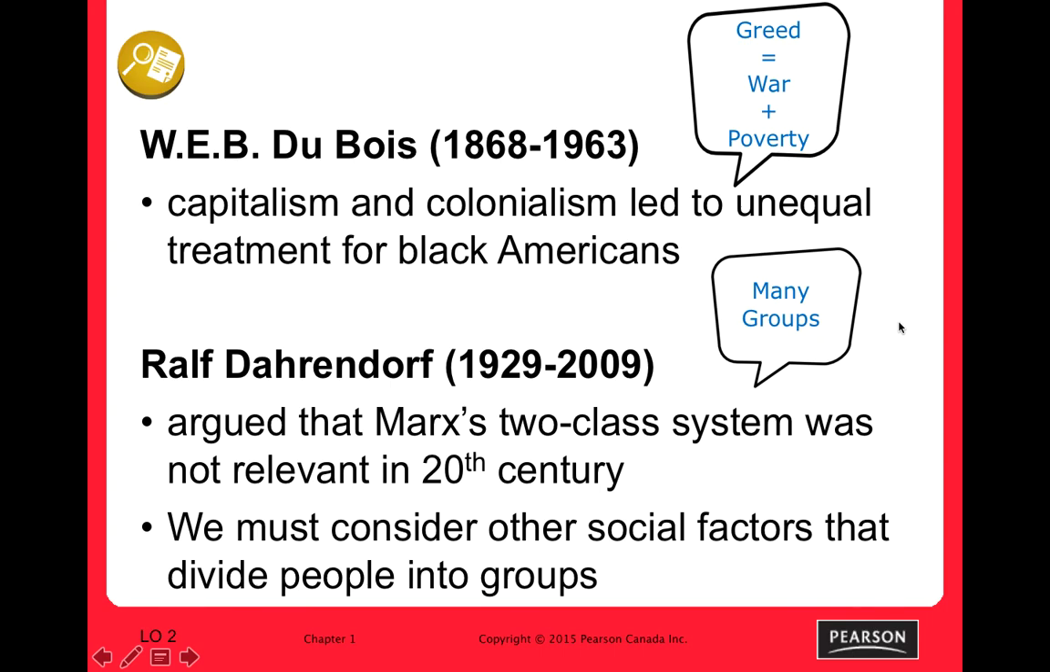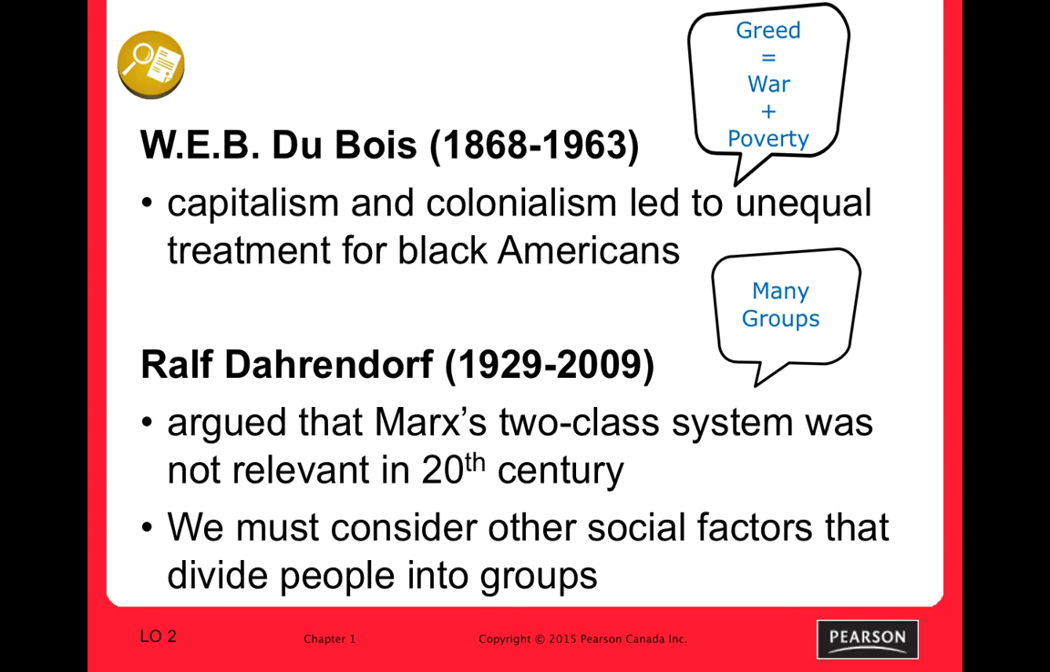Some of our other important conflict theorists would be W.E.B. Du Bois. And why he was really important was because he was one of the first people to investigate and theorize about race. So he thought that capitalism and colonialism led to unequal treatment of Black Americans. So he focused on the lives of African Americans and revealed a whole bunch of different social processes that contributed to the maintenance of racial separation, which extended beyond material differences to include social separation, which he referred to as the color line or double consciousness. So in one world, African Americans were equal, and in another, they were second-class citizens.